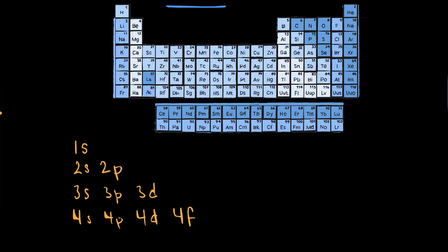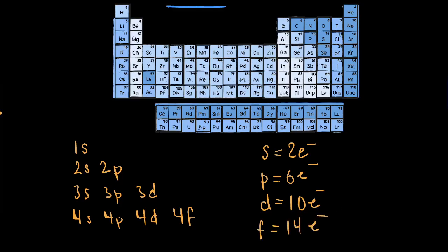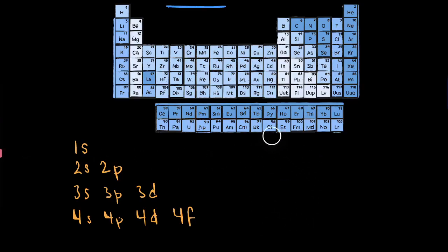But basically, each of these orbitals, or each of these sublevels, can hold a certain number of electrons. For instance, the s orbital can hold up to only a maximum of 2 electrons. The p orbital can hold a maximum of 6 electrons. The d orbital can hold a maximum of 10 electrons, and the f orbital can hold a maximum of 14 electrons.